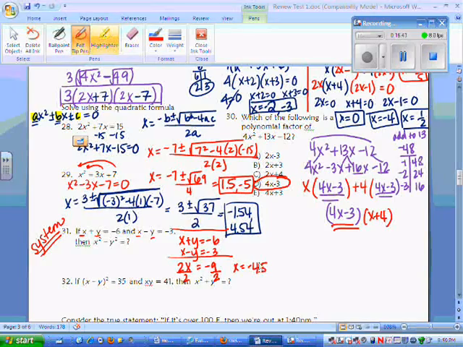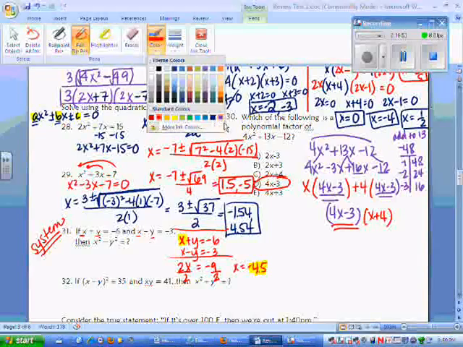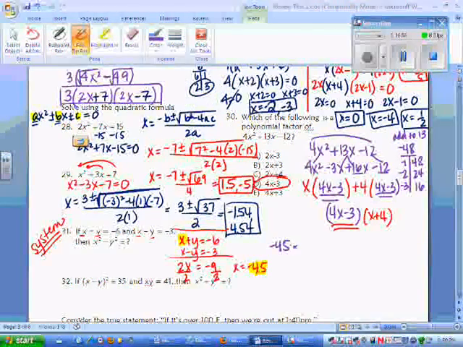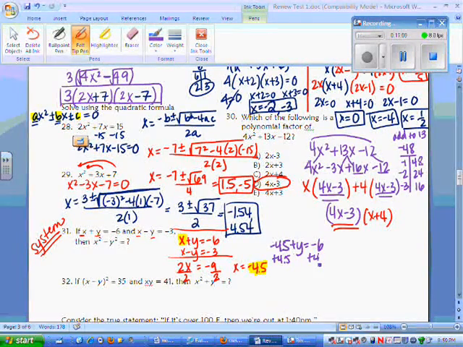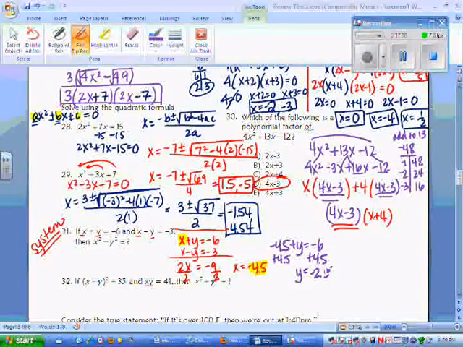Okay, I can go ahead and plug it back in. So my negative 4.5, I can plug in for x and figure out what y is. So I can get x squared minus y squared. So let's see, negative 4.5 plus y equals negative 6. I'm going to add a 4.5 to both. And it looks like I have negative 1.5. Oopsie.